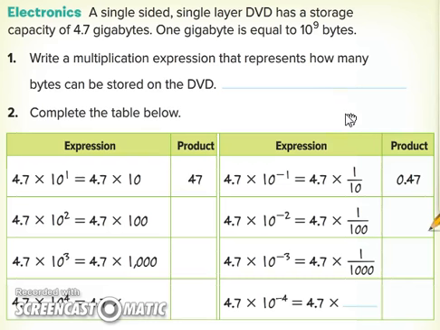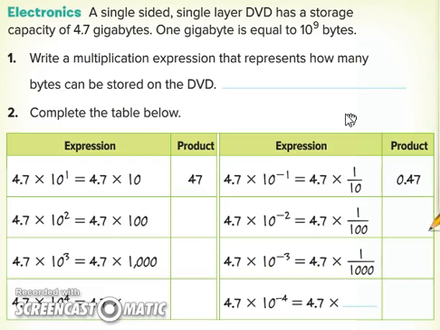So here's a problem where we have a single-sided, single-layer DVD that has a storage capacity of 4.7 gigabytes. So if we were looking at this a little bit differently, 1 gigabyte is equal to 10 to the 9th bytes. So these are different units that help us look at our numbers in different sizes, because maybe the numbers are shorter to write if we use a larger unit.